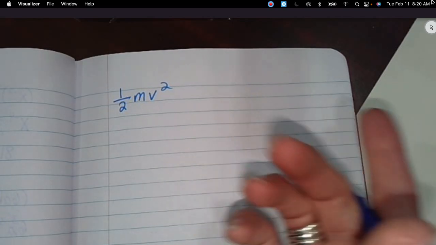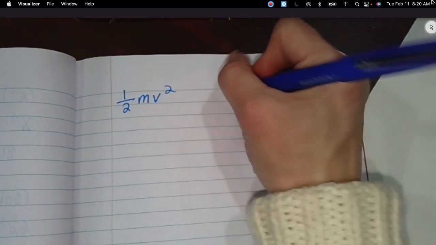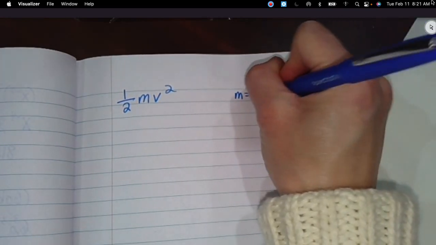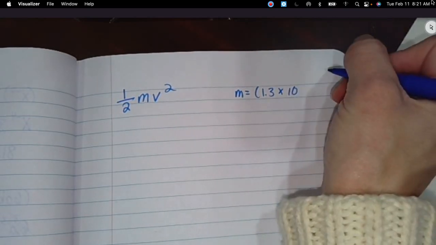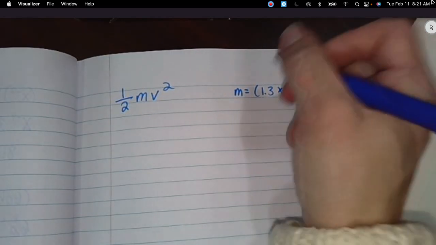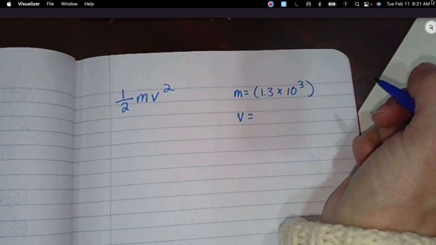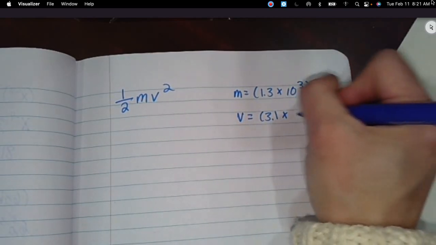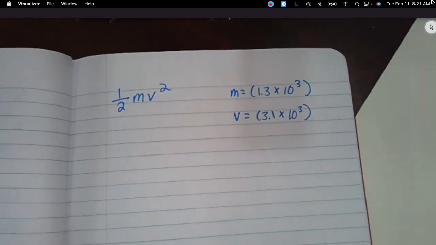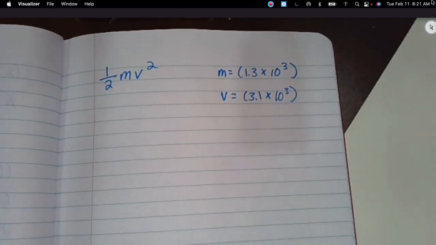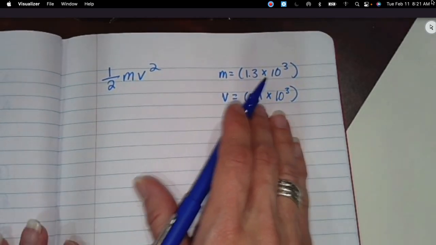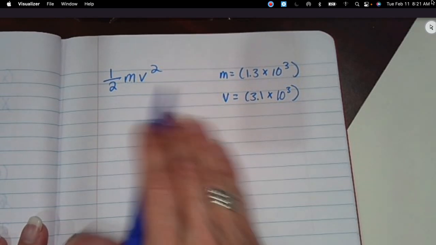So it says, all right, for the mass, I want us to plug in, and guess what? It's scientific notation. Well, we can handle this. 1.3 times 10 to the third. And then for the speed, they want us to plug in 3.1 times 10 to the third. Okay? Is everybody good with this so far? All right, all we're going to do is write this down, and it's scientific notation. We've done some of these. So instead of writing mass, or M, I'm going to write this number right here in parentheses. And instead of writing V, I'm going to write all that.